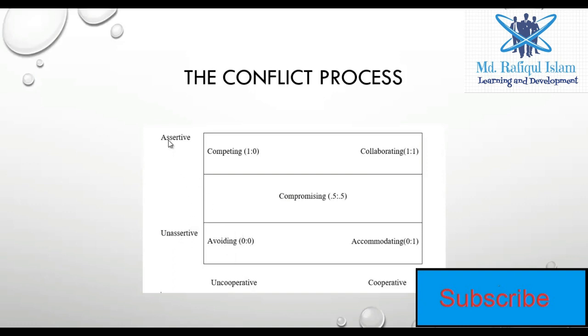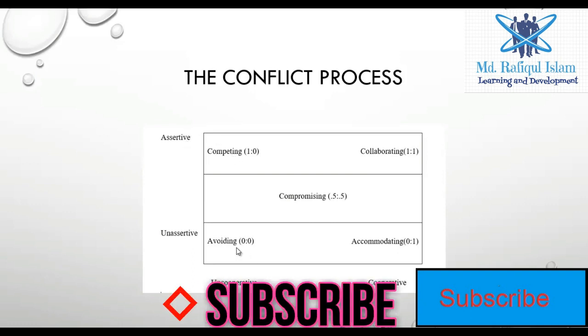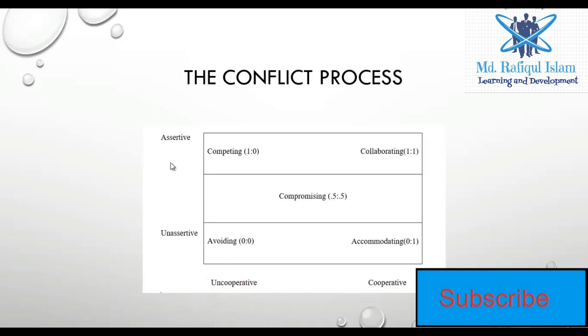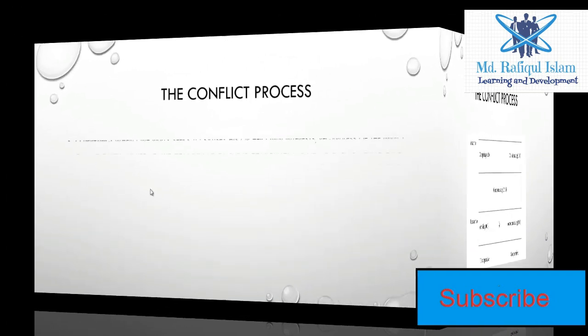If you give importance only to yourself but not to any other party, you are in the competing style. If you give importance only to the other party, not to yourself, you are in the accommodating style. On the other hand, if you give high importance to yourself and also high importance to the other party, then you are in a collaborating style. And the middle way is the compromising style. That is, you give yourself 50% importance, or middle way, and the other party 50%, or middle way.